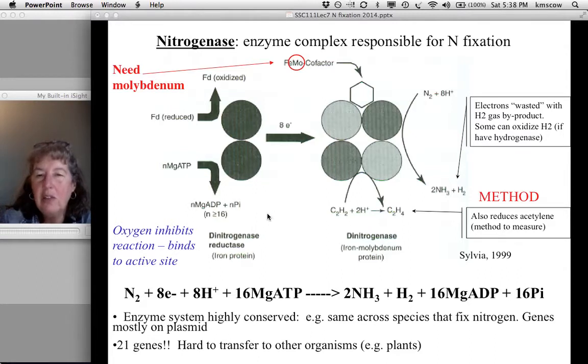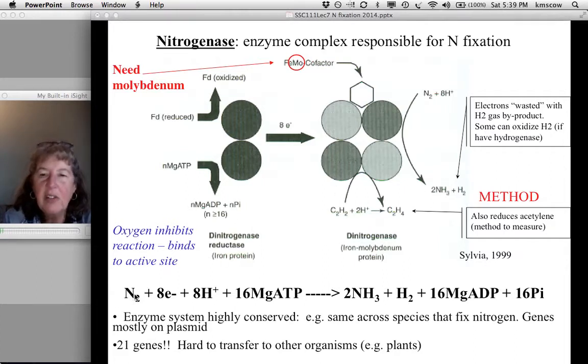So the dinitrogenase reductase is involved in that, with the transfer then of electrons over to the dinitrogenase, where then we have this N2 coming in and being converted to ammonia at this particular location. So a couple of interesting things. Well, let's first look at the equation.